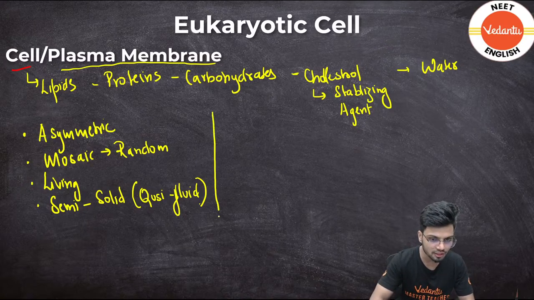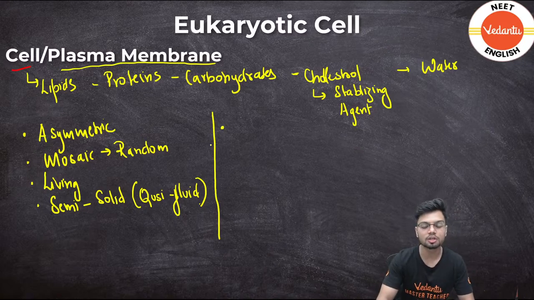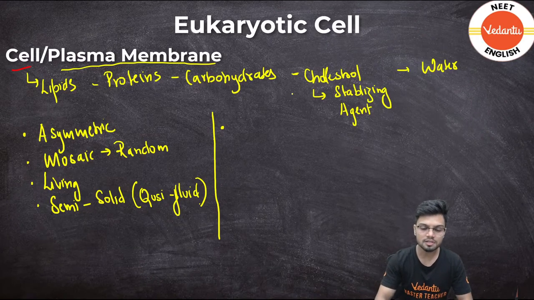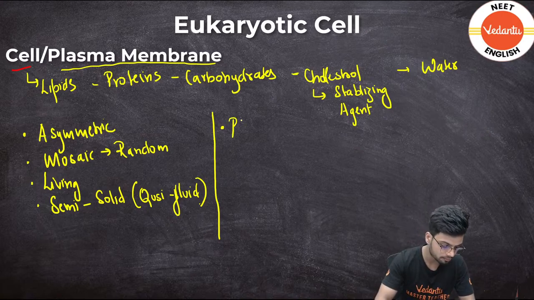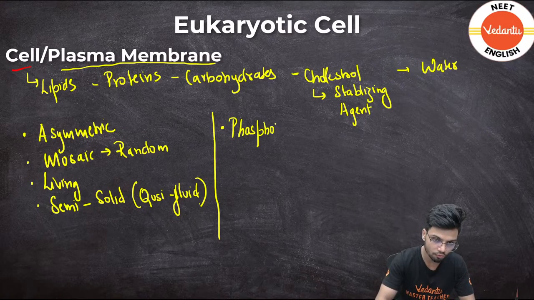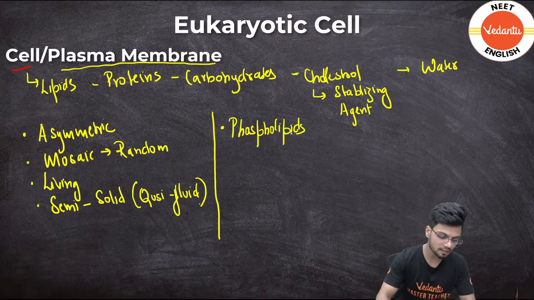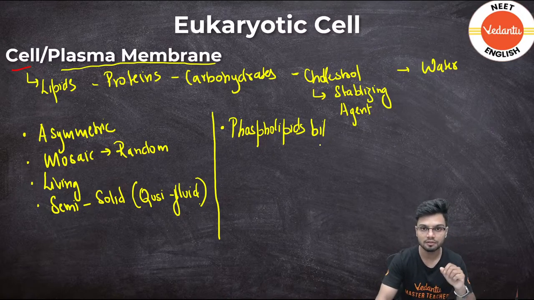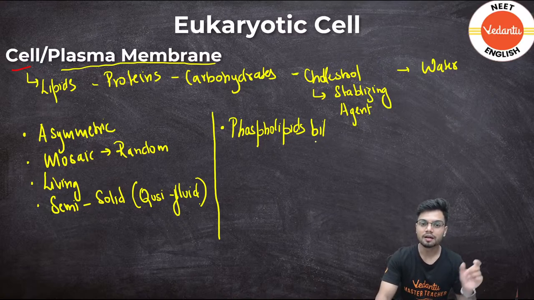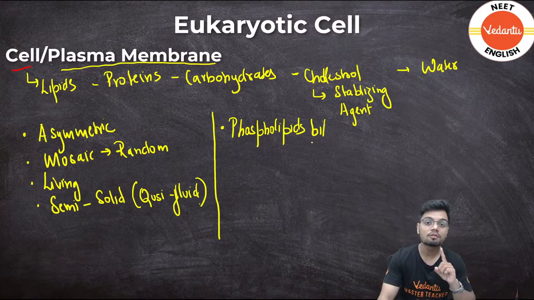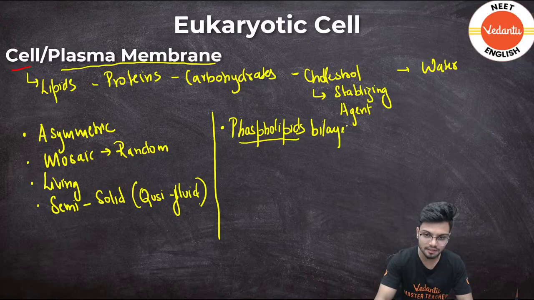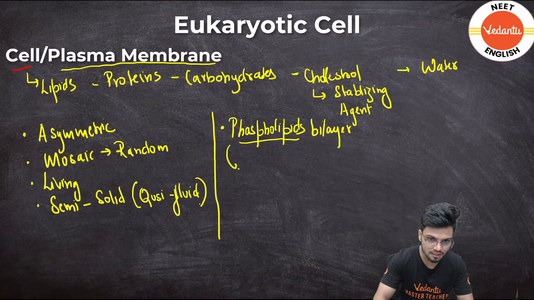Now, when I told you it has a special type of lipid, the special type of lipid I was talking about here is the phospholipid. Now, what are these phospholipids? I have already told you, phospholipid is a type of complex lipid or derived lipid, a conjugate compound lipid. That is, it has glycerol, fatty acid, and also a phosphate group attached to it. I told you in biomolecules. So this phospholipid bilayer is present here.